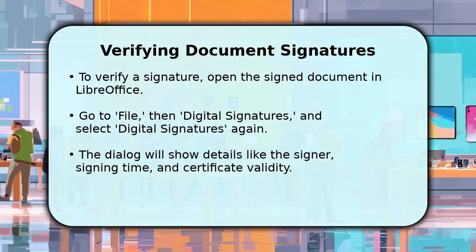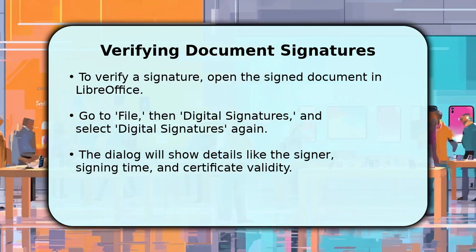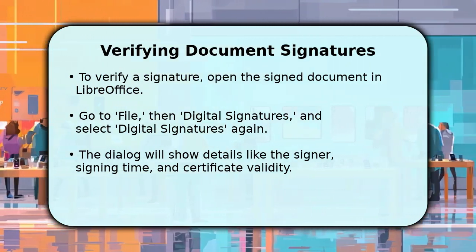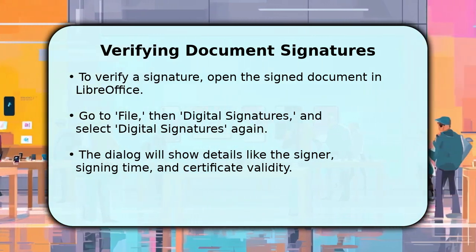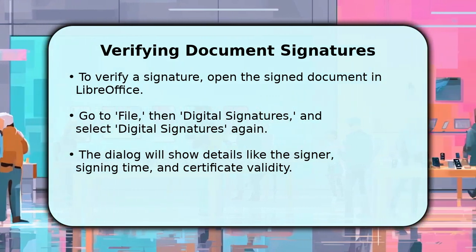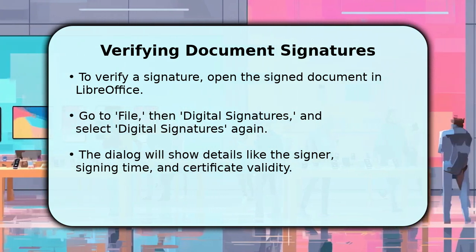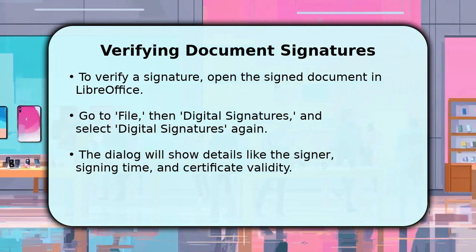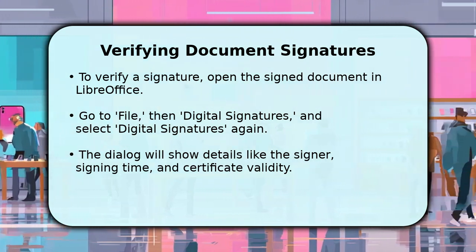To verify a document's digital signature, simply open the file in LibreOffice. Then, just like when signing, navigate to File, Digital Signatures, and click Digital Signatures. The dialog box will now display information about any existing signatures. You will see details such as the signer's name, the exact time the document was signed, and whether the certificate remains valid. This quick check gives you confidence in the document's authenticity.